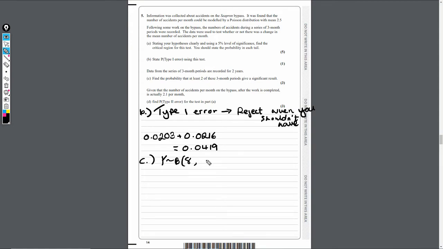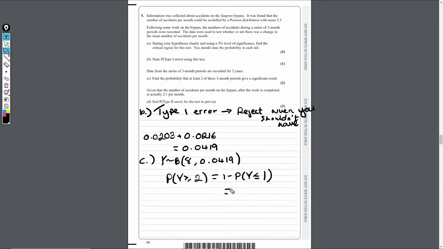That'll be 8. Now we want a significant result, so that'll be using the probability here, because this is where we get a significant result. So it's going to be 0.0419. So using this now, we need to work out the probability that at least 2 of these 3-month periods give a significant result. Well, that'll just simply be the probability that y, because we're using the model y, is greater than or equal to 2. This is my model for at least 2. Well, that's going to be 1 minus the probability that y is less than or equal to 1.